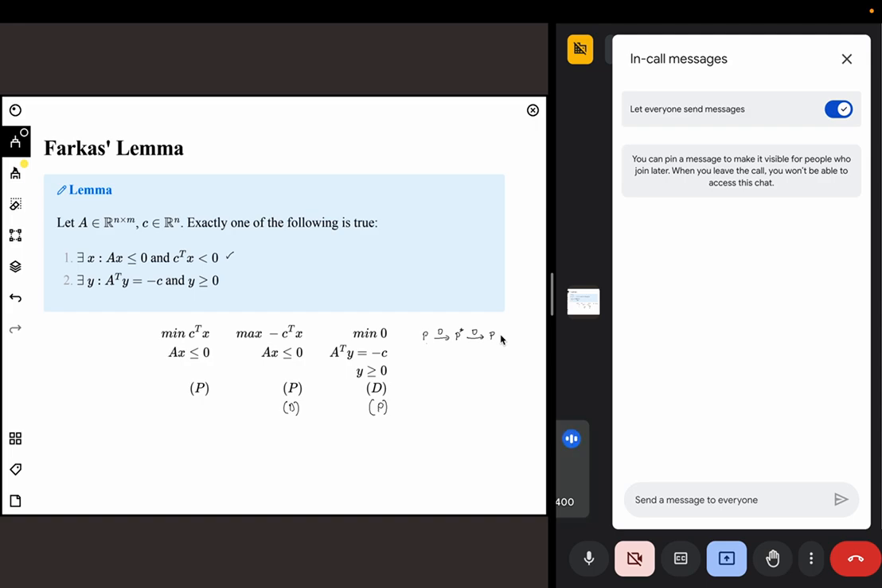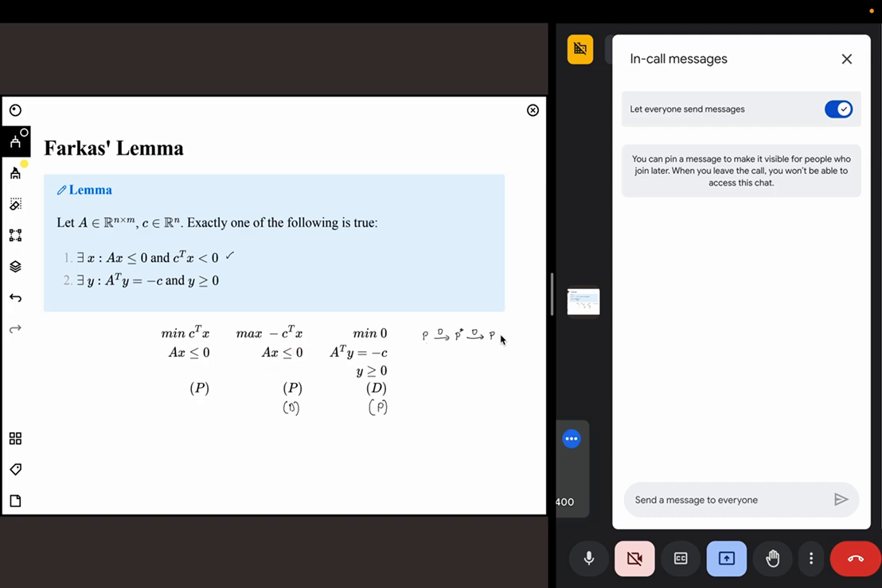So regarding this lemma, the first one, as you said, let's say this is a primal problem. If an x exists for this particular problem, which means the solution of the primal problem exists, then what would be the solution of its dual? So if an x exists such that Ax is less than or equal to 0 and c transpose x is less than 0, then what will happen to this primal problem?